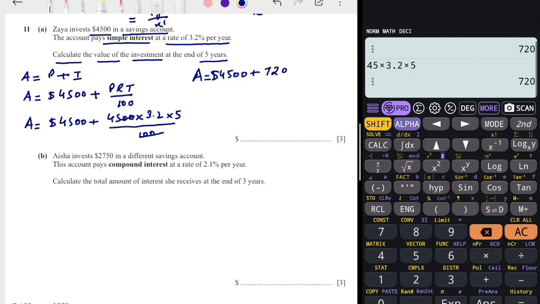Now we are going to add them. So amount would be equal to 720 plus 4,500. So it would be $5220. This would be the final answer.